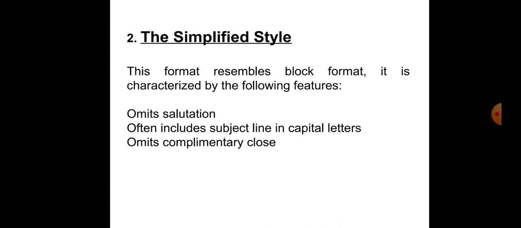So in this simplified style of writing business letter, some characteristics or features are noted down, and we are going to talk about those features first before going to see the format. So look at the first one, omits salutation. Here we do not write salutation, then often includes subject line in capital letters. So basically when we go for this simplified format, we write the subject in capital letters so that they can understand very easily. Then omits complementary clause.